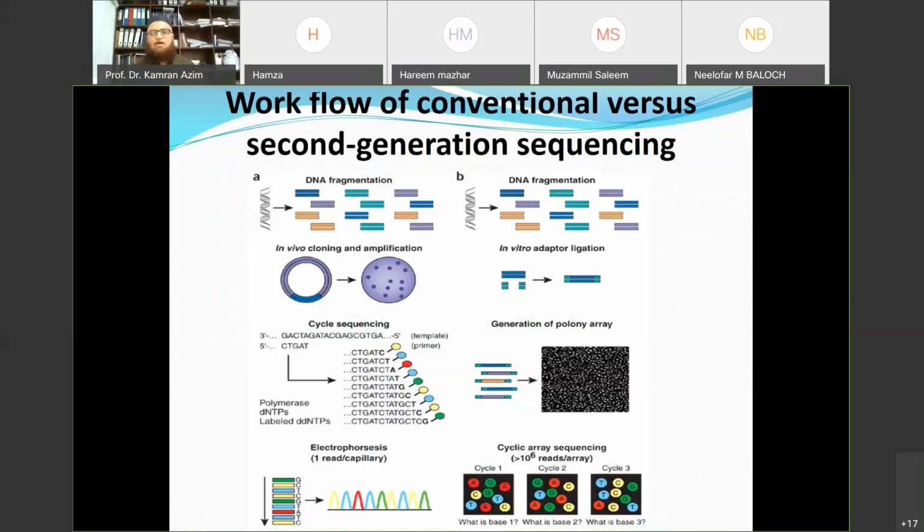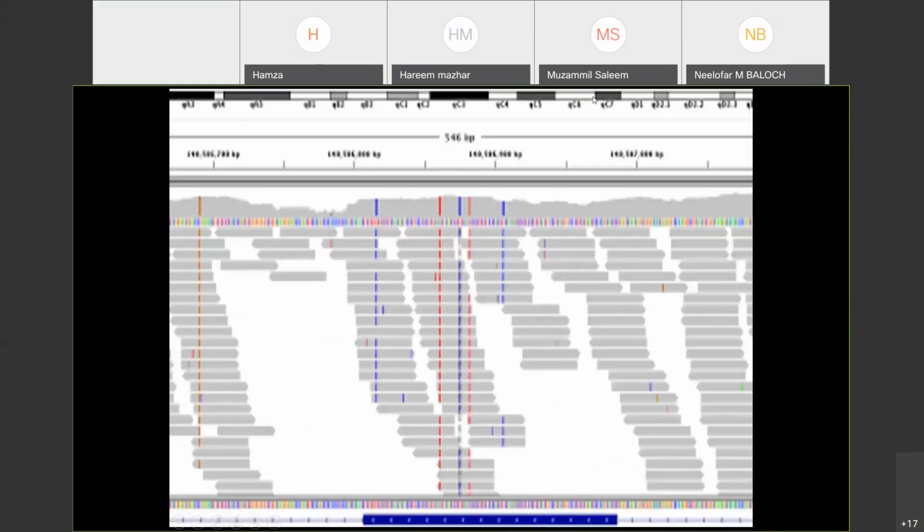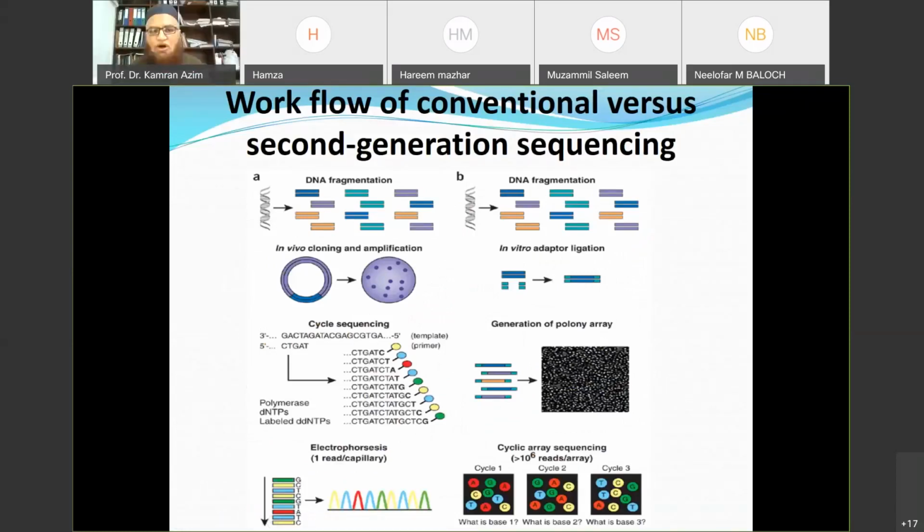This is a comparison of the workflow of conventional versus second generation sequencing. Conventional here means Sanger sequencing, and second generation means next generation sequencing, which we are currently using. The workflow on the left-hand side is the Sanger sequencing workflow. On the right-hand side is the second generation NGS workflow.